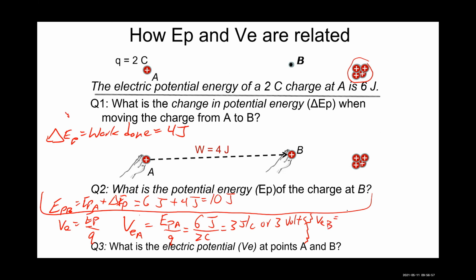Electric potential at B equals what? The electric potential energy at B divided by Q. And so that would be 10 joules divided by 2 coulombs, or 5 joules per coulomb, which equals 5 volts.